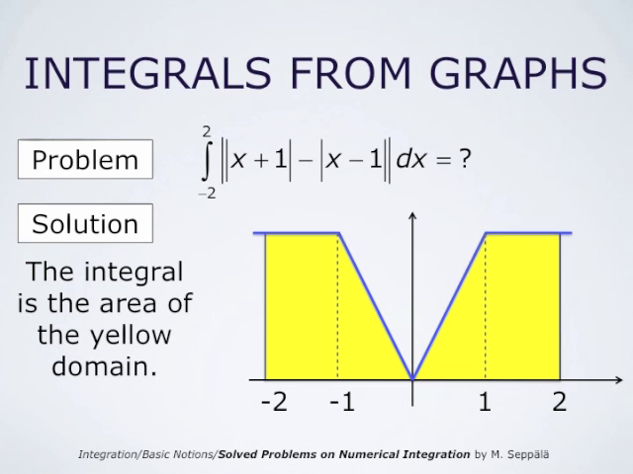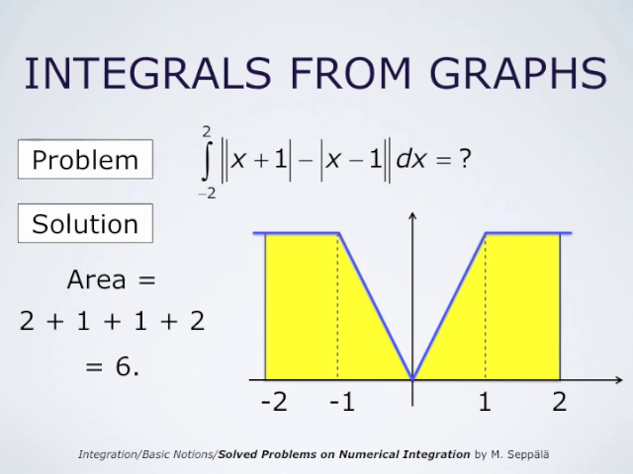The leftmost rectangle is on the interval from -2 to -1, and its height is 2, therefore its area is the length of the base, which is 1, times the height, which is 2. So the area of the leftmost rectangle is 2. Likewise, the area of the rightmost rectangle is also 2. And the 2 triangles in the middle, they add up to 1 rectangle. So the area that we have is 2 plus 1 plus 1 plus 2, which equals 6.